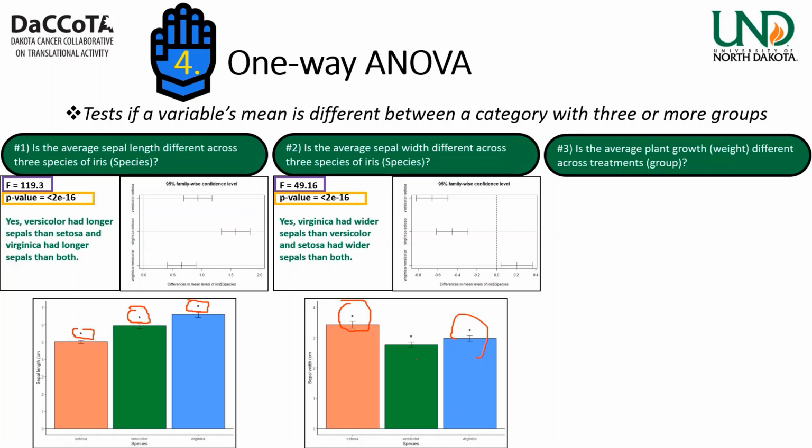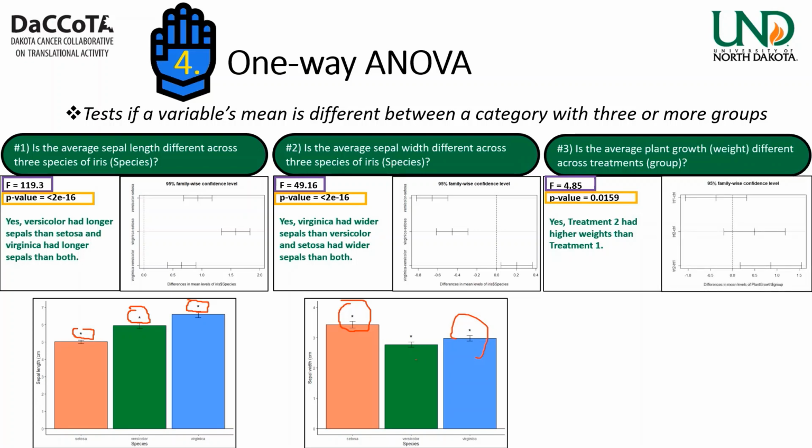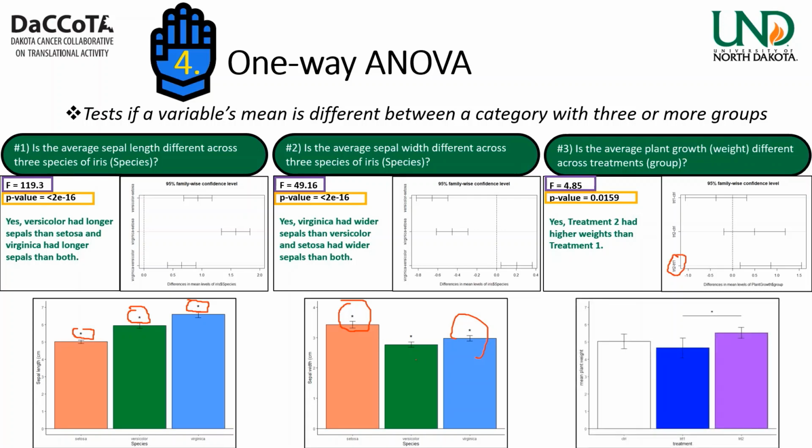So is the average plant growth, in weight, different across these different treatments? So we get an F value, P value. Yep, it's significant. And then we look here, and it looks like only this comparison is significant. So it looks like treatment 2 had higher weights than treatment 1. So I did a bar here to show that this interaction was significant, while this is the control. It was not different from either of the two of them. So that's another way to show which comparisons were significant.